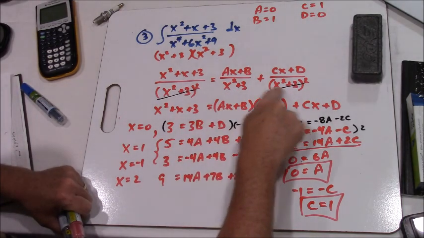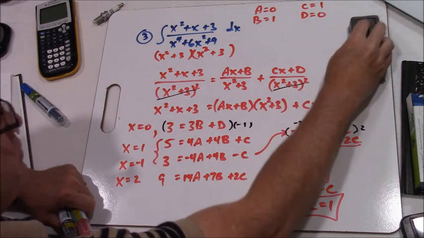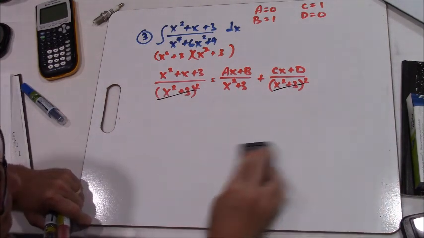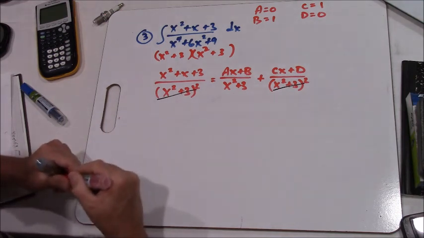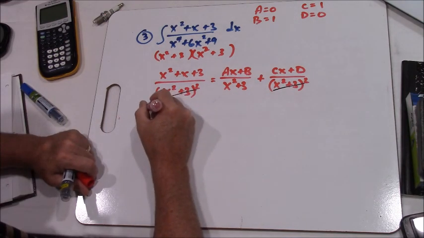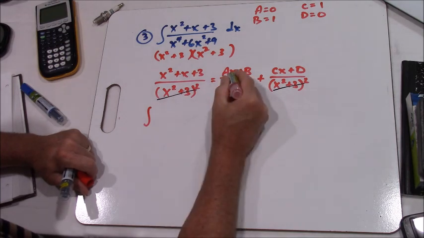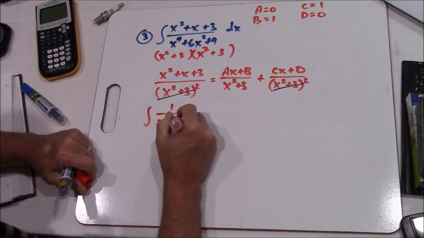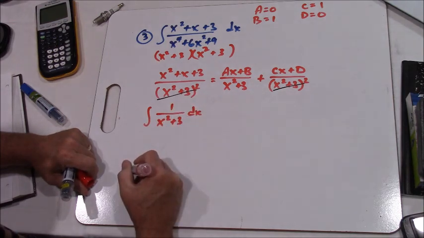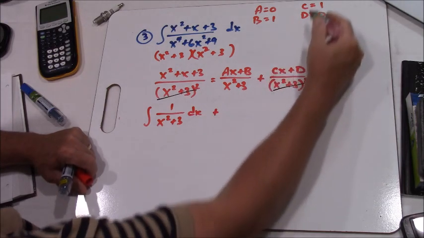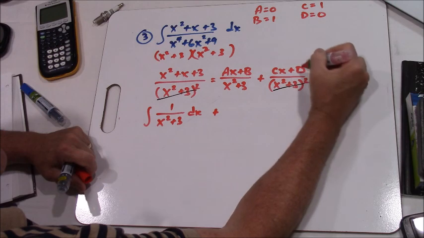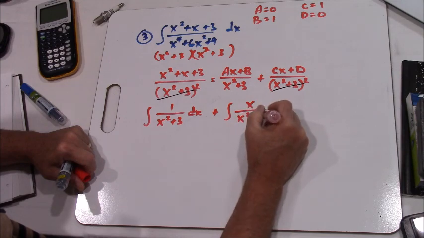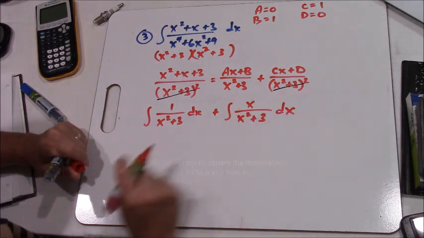So here's the two fractions that I want to write down for my integral. Let me erase all this stuff so I've got some room to work here. And so I'm now trying to solve the integral. A was 0, b was 1, so that's the integral of 1 over x squared plus 3 dx, plus this fraction, c was 1, d was 0, so that's the integral of x over x squared plus 3 dx.